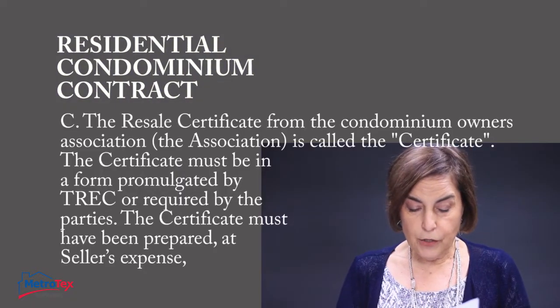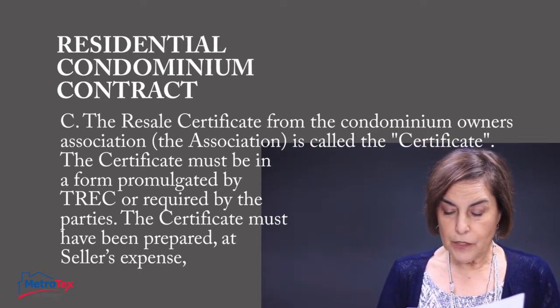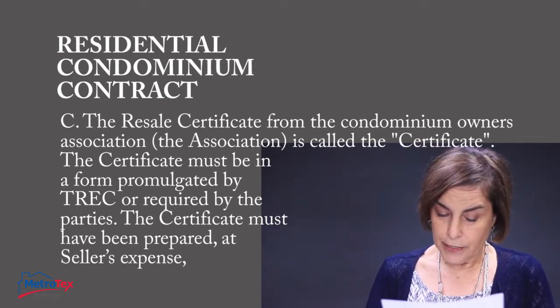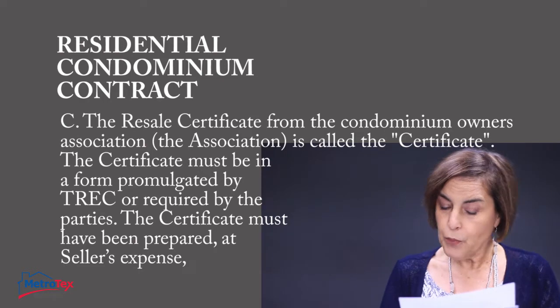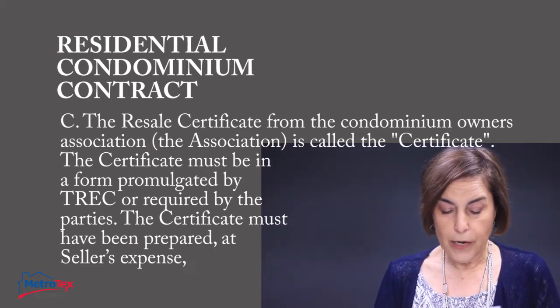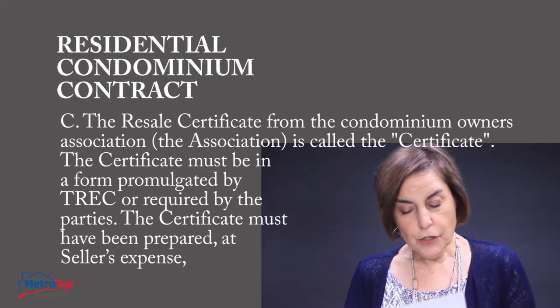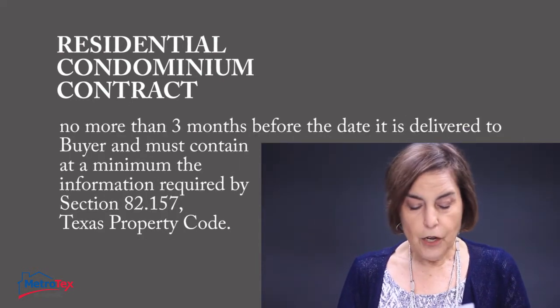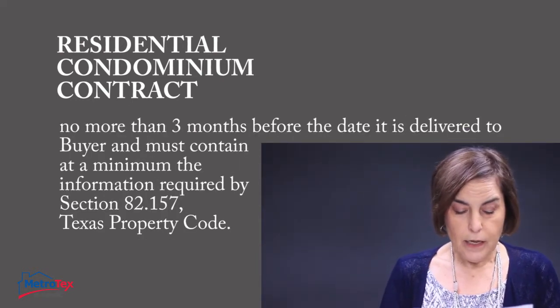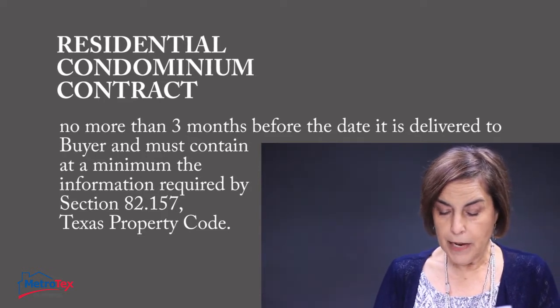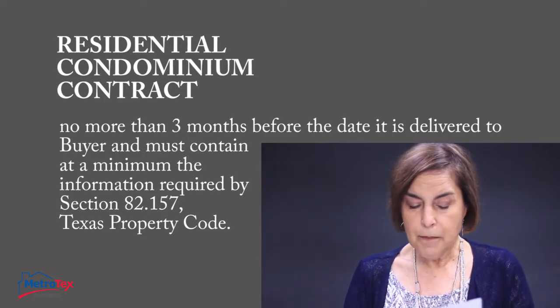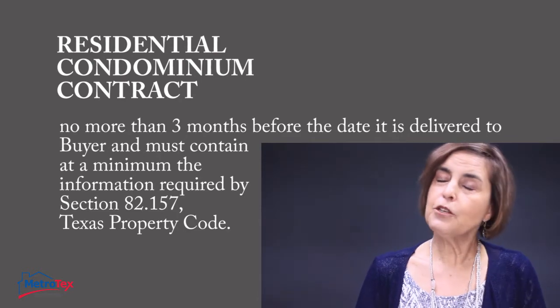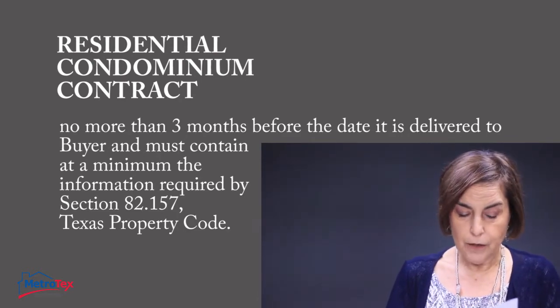2C, the resale certificate from the Condominium Owners Association, is called the certificate. The certificate must be in the form promulgated by TREC or required by the parties. The certificate must have been prepared at the seller's expense no more than 3 months before the date it is delivered to the buyer, and must contain at a minimum the information required by the Texas Property Code.